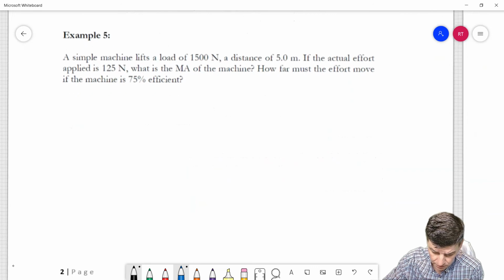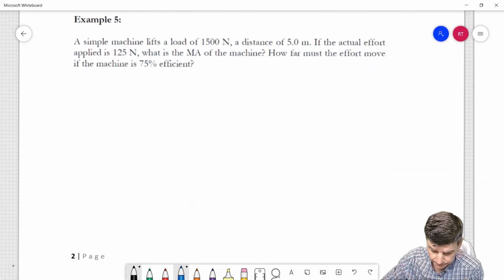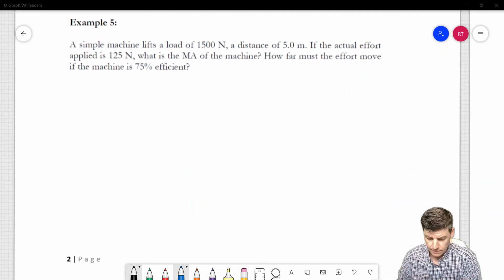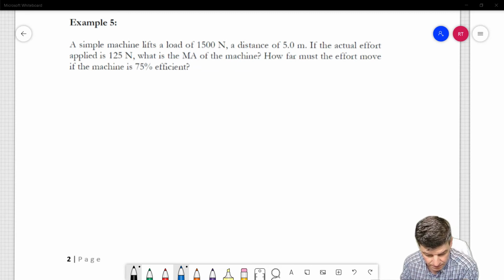Okay, so let's look at one more question. We have a simple machine and it lifts a load of 1,500 newtons a distance of 5 meters. The actual effort applied is 125 newtons. What is the MA of the machine? How far must the effort move if the machine is 75% efficient?